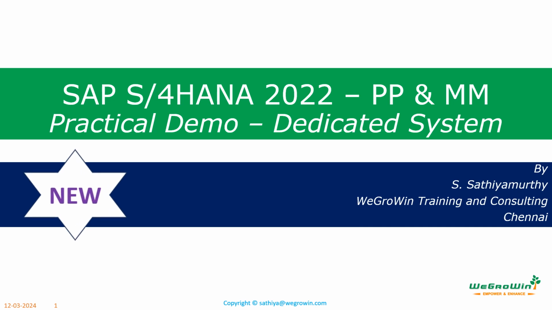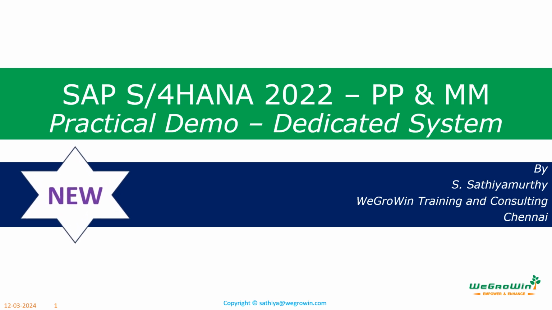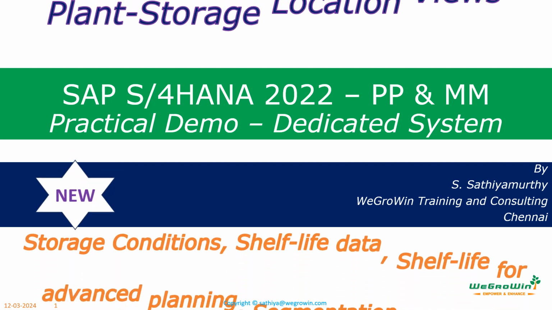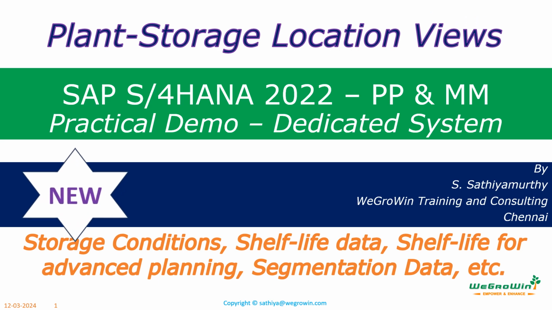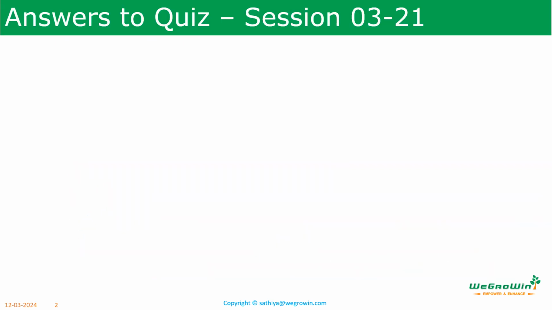Vanakkam. So far we discussed various parameters in basic views, purchase view, 4 MRP views, work scheduling view, and the forecasting view. And also we created those views for the business case materials. As a next step, we must create the plant data storage location views. In this session, we will discuss various parameters in these views and also will create these views for the business case materials. Before going to the session, let us see the answers for the previous session's quiz.